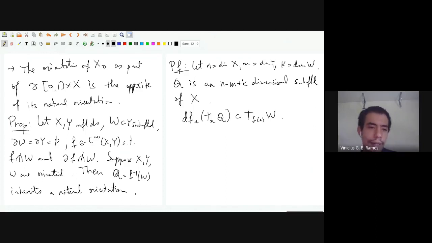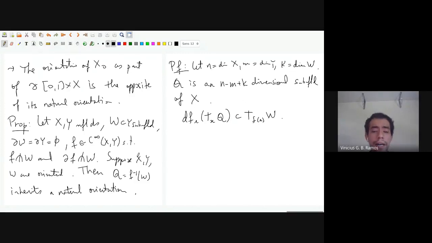In the case where W is just a point, this is saying that the tangent space is contained in the kernel of the derivative of F. But it's actually equal to the kernel. So when you take the preimage of a regular value, the tangent space of this preimage is actually equal to the kernel of the derivative of F, as you know. Here it's not the kernel, but it's contained in the tangent space to W.